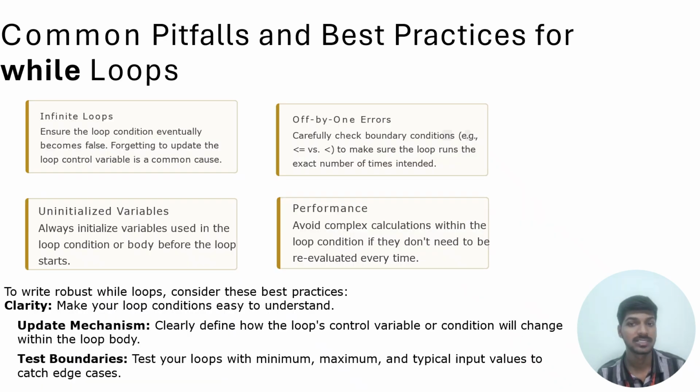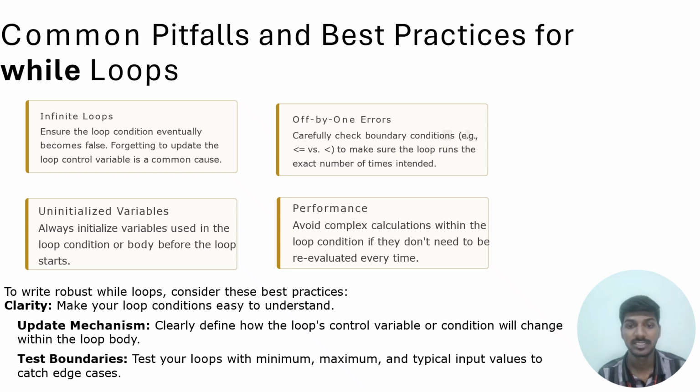Common pitfalls and best practices for while loops. Infinite loops: ensure the loop condition eventually becomes false. Forgetting to update the loop control variable is a common cause. Off-by-one errors: carefully check boundary conditions. Example, less than or equals to versus less than, to make sure the loop runs the exact number of times intended. Uninitialized variables: always initialize variables used in the loop condition or body before the loop starts.